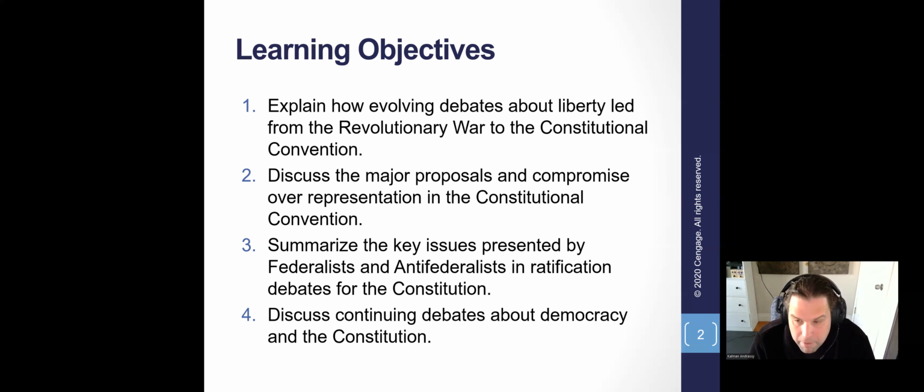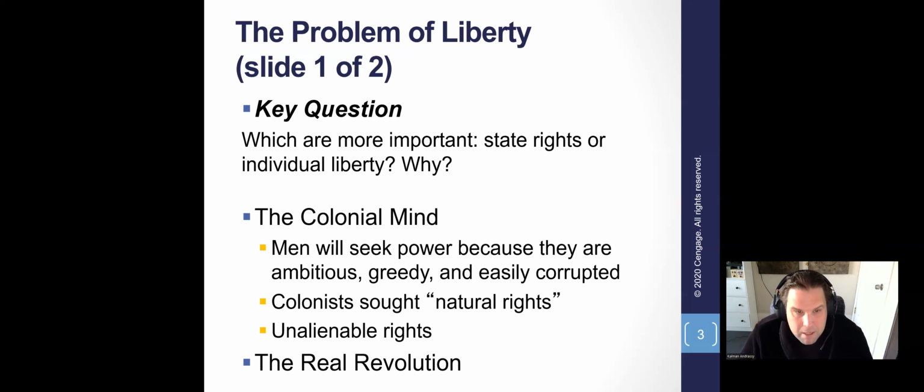Federalist Paper 10 and number 57 are two of the more popular ones, but reading through all of them, you'll really come to understand the ideas that were going through the founding fathers' heads as they were putting together what would ultimately be a constitutional republic. Then, discuss continuing debates about democracy and the Constitution.